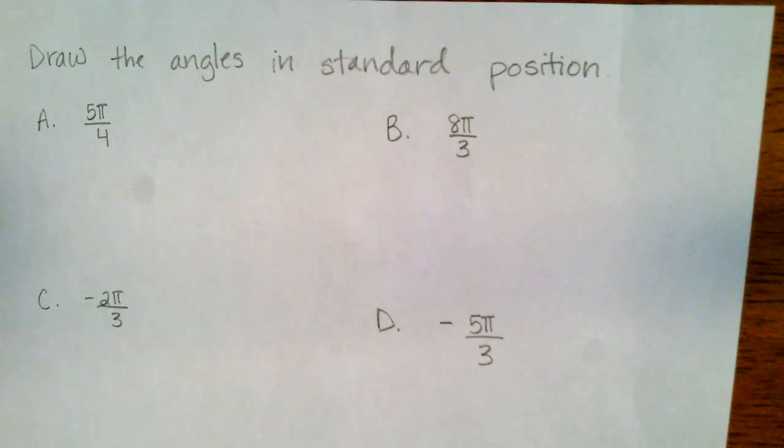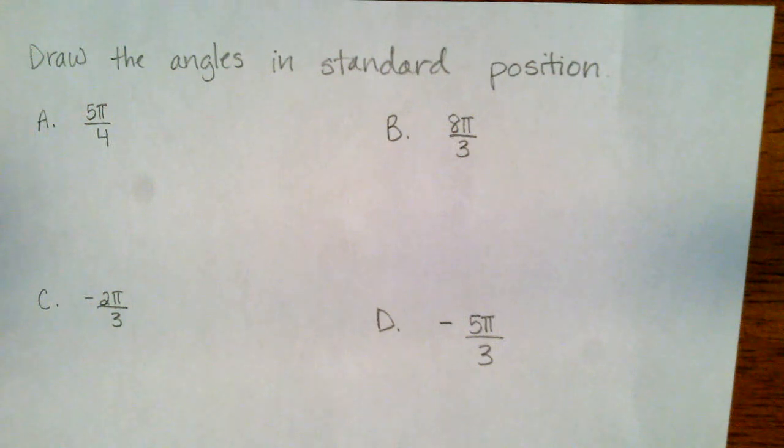So now we are going to draw some angles in standard position when they're given to us in radians. If you are comfortable sketching the angles in standard position in degrees, you could convert these to degrees and then sketch them. But we want to get away from that. We're going to be using radian measure more than degree measure, and we really want to get comfortable with where it falls in the coordinate plane.